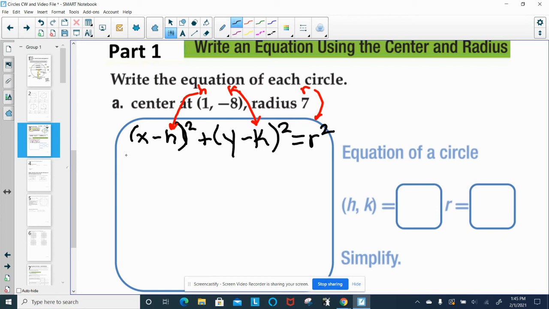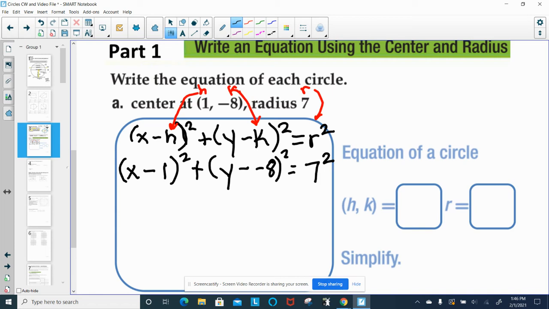And it looks like this. I'm still going to have an X. I'm still going to have a minus because that's what the equation looks like. But instead of an H, I'm going to substitute a 1 plus. Now a Y, a minus. Now look at my K. My K is -8. Equals, and then my R value. Well, it's R, but it's squared.